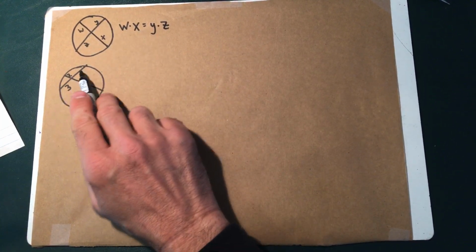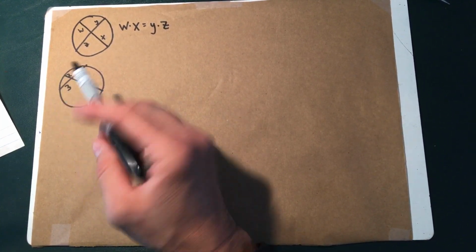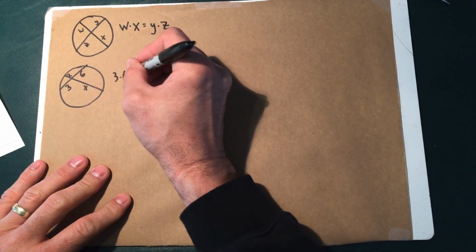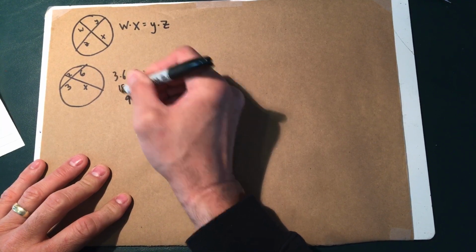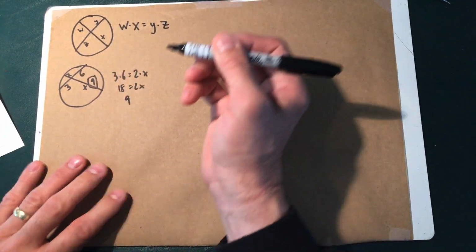That's so simple. 3 times 6 is 2 times what? Well, that's 18, and 18 is 2 times 9. 9. Whoop, whoop. Done. That's it.